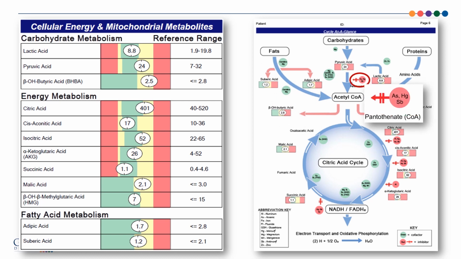Now bear in mind that there is also the possibility that various toxics can block the pathway. So if pyruvic acid had been elevated, and I know it's not here, but if it had been, it may also be that it's arsenic, mercury, and antimony that are elevated, creating a blockage. More typically with toxics blocking a Krebs cycle function, you'll see a more global shift to the right.